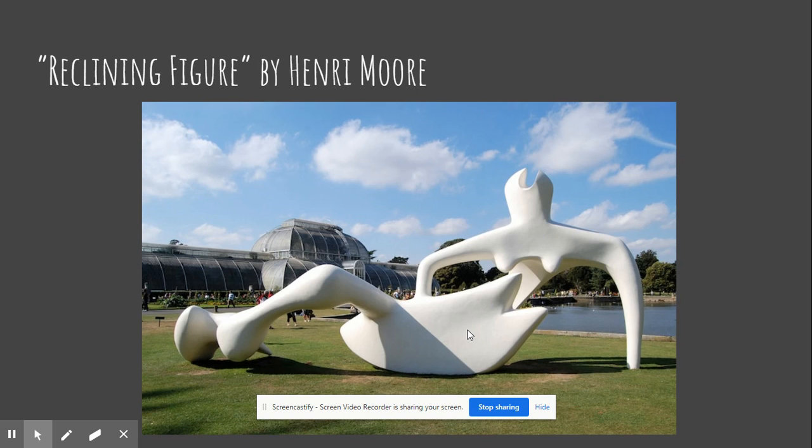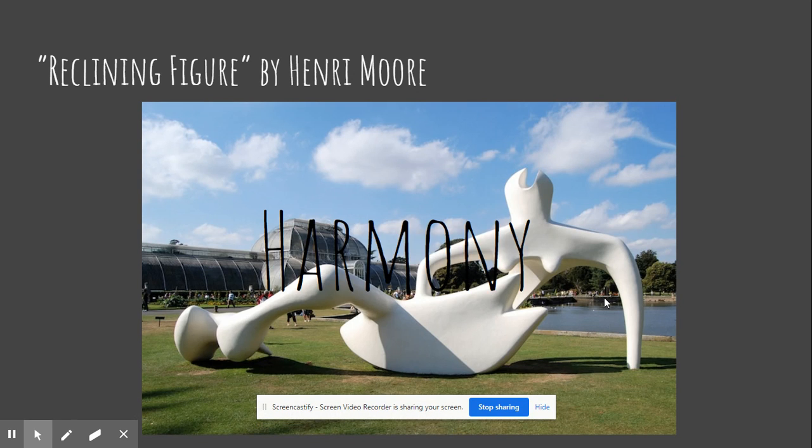Here we have Reclining Figure by Henry Moore, and you can see it has these smooth lines. This is actually kind of a gigantic piece. But you could say that this falls under harmony. Now, could you also say that it falls under movement? Sure. Our eyes move throughout it. You could say it falls under unity as well, and rhythm. But harmony is one that came to my mind first when I look at this.